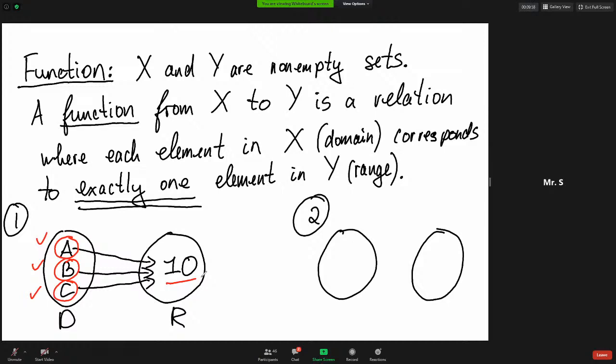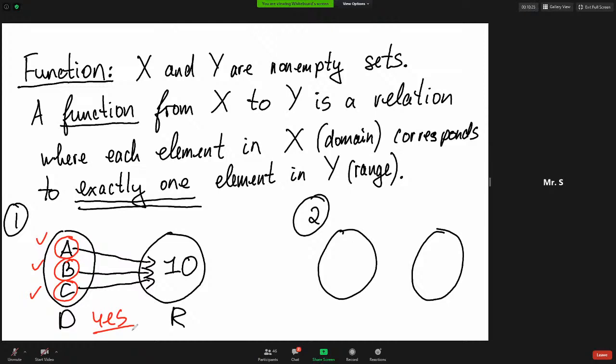Later on, we will have an even more strict definition for a function. It will be called a one-to-one function. That will basically say that not only do they have to correspond to 1 element, but they have to correspond to different elements. So it'll work both ways. But that's not part of this definition. So this would satisfy the function definition. This is a function. So yes, this is a function.